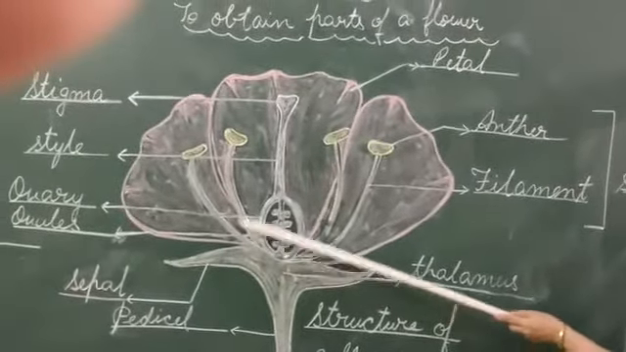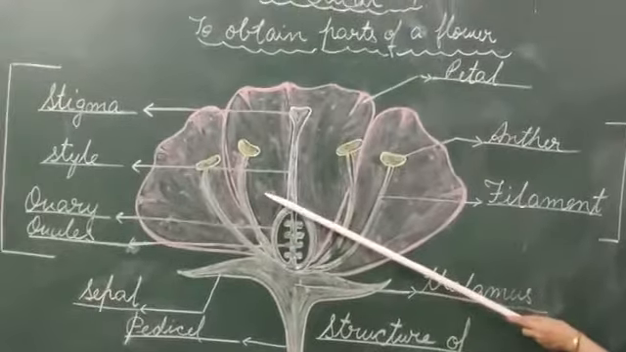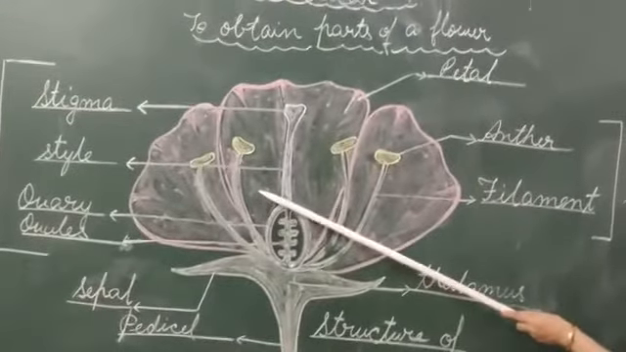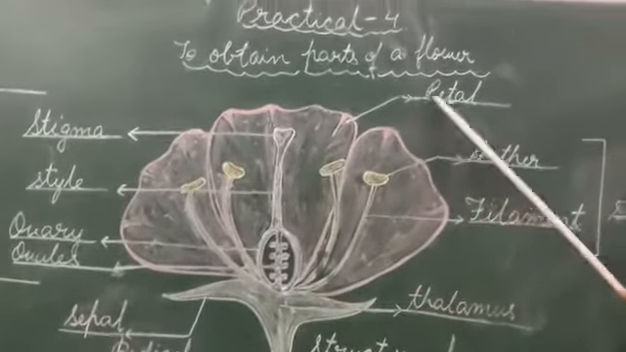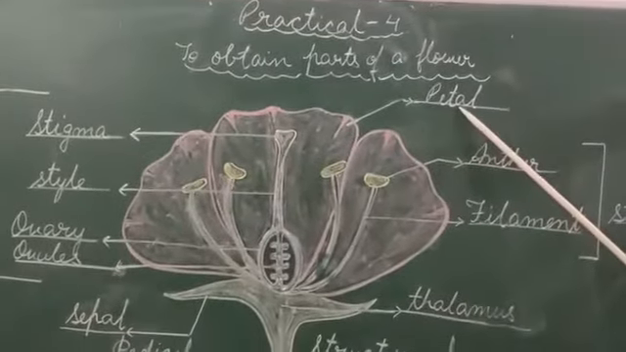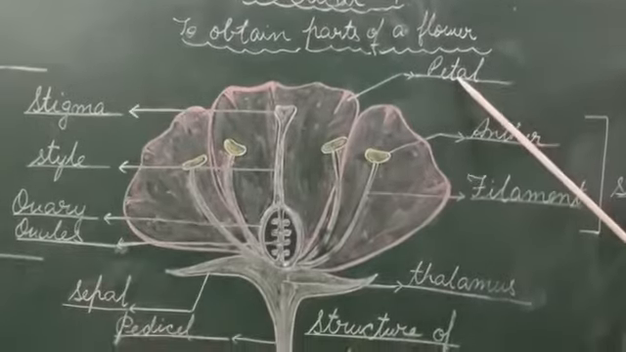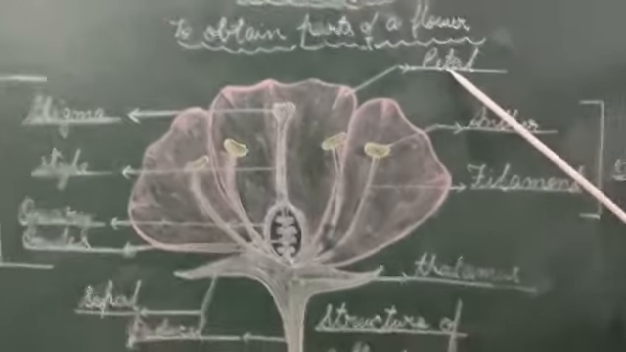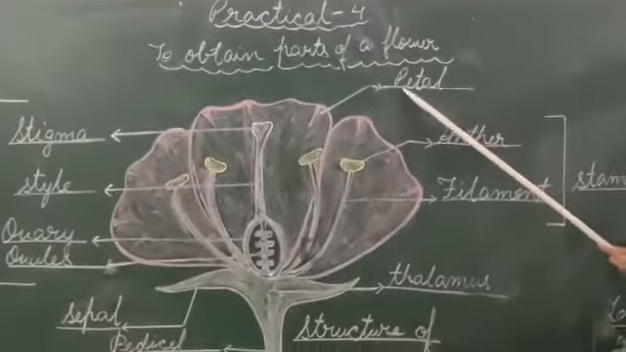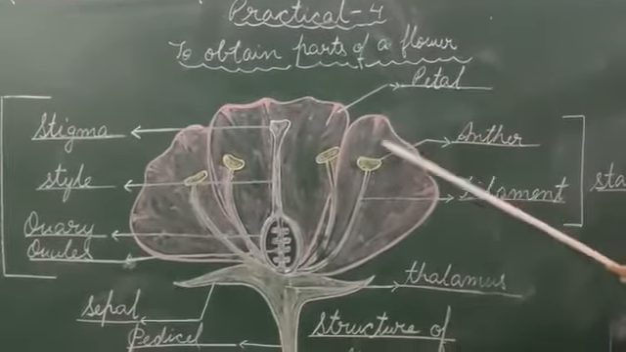The second whorl of the flower from outside is known as the corolla. Its unit is known as the petal. It is the most attractive part of the flower that attracts birds and insects.